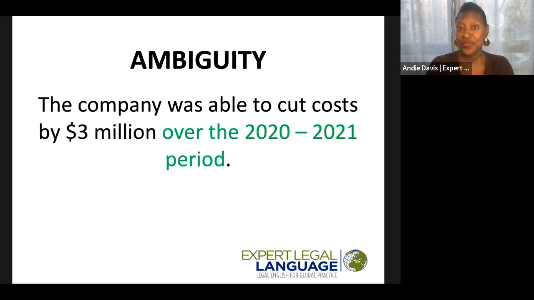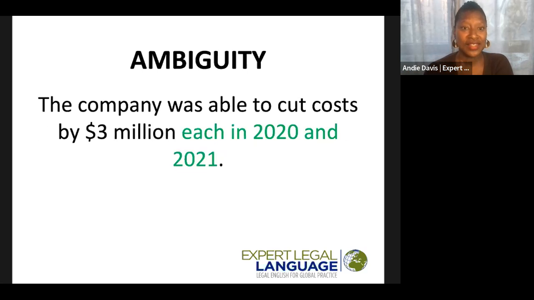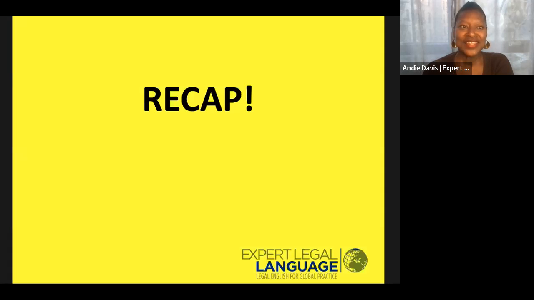If it's one cut over that period, we can say the company was able to cut costs by $3 million over, here's the preposition again, over the 2020 to 2021 period. But what if we mean it the other way? What if we mean that there were two $3 million cuts in those 2 years? We can say, in that case, the company was able to cut costs by $3 million each in 2020 and 2021. And that way we remove all ambiguity, and it's very clear whether we're talking about $3 million over 2 years or $6 million.